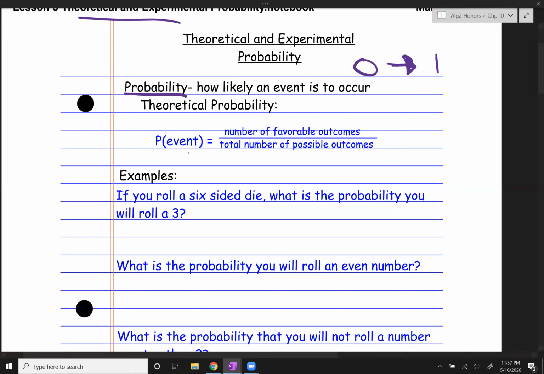So the way we show that is probability of rolling a 3. Well, how many 3s do we have on the die? It's 1. How many sides are there? There's 6. So it becomes 1/6. You can get your decimal. That's going to be your best way to compare probabilities between different things, but not required at this point.